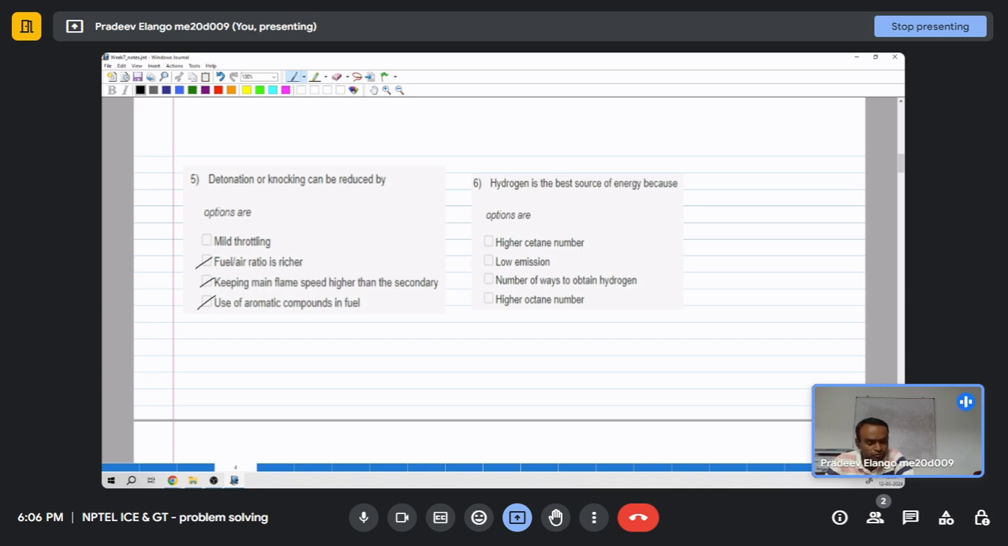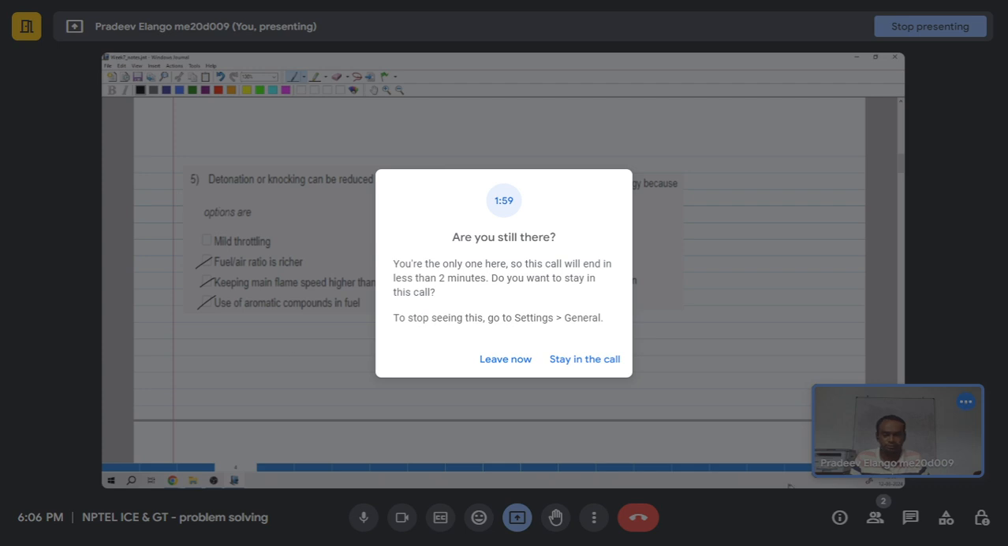Hydrogen is the best source of energy because it has higher cetane number, low emission, number of ways to obtain hydrogen, higher octane number. So hydrogen doesn't have a higher cetane number, rather it has a very high octane number, and because of this it is naturally an SI engine fuel.